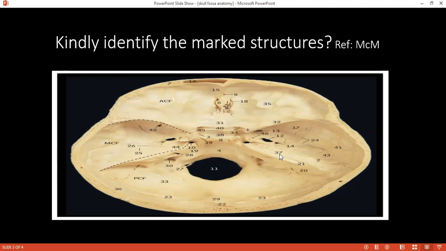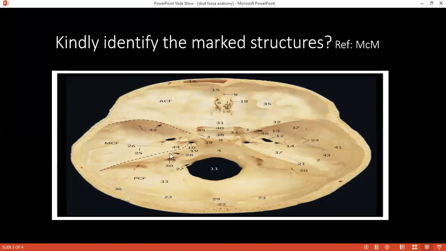And number 37. It is the area of the petrous part of the temporal bone. Very good. Okay, moving on this side, number 42. It is the superior orbital fissure. Okay, and MCF, where is it? Yes, here. It is the area of the middle meningeal artery. Okay, what does that mean? The squamous part of the temporal bone.